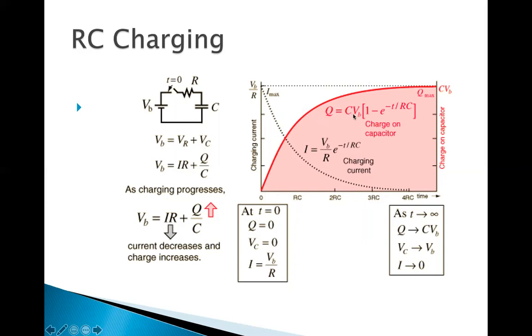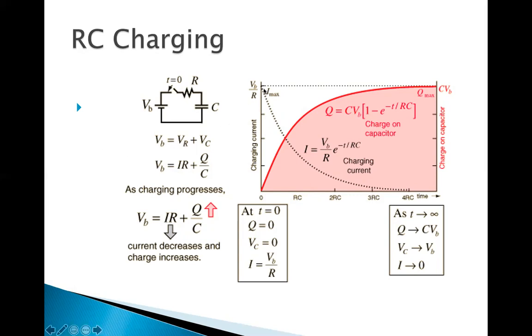And we have an equation, Q equals C times V times 1 minus e to the negative t over RC. RC, R times C, 1 ohm times 1 farad equals 1 second. If you look at the horizontal axis, it's 1 RC, 2 RC, 3 RC, and 4 RC, representing different time intervals. At 1 RC, the amount of charge equals 63% of the total charge.